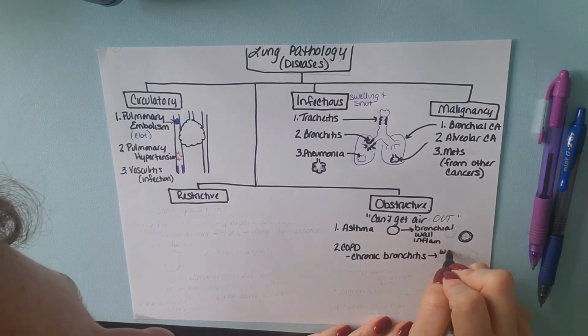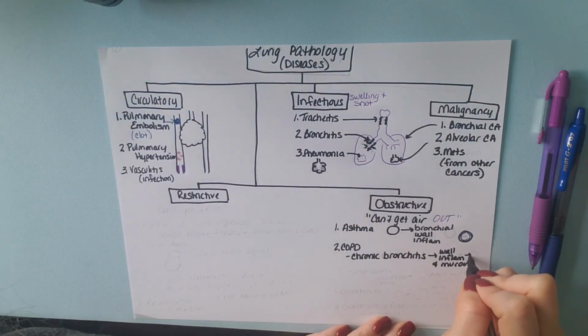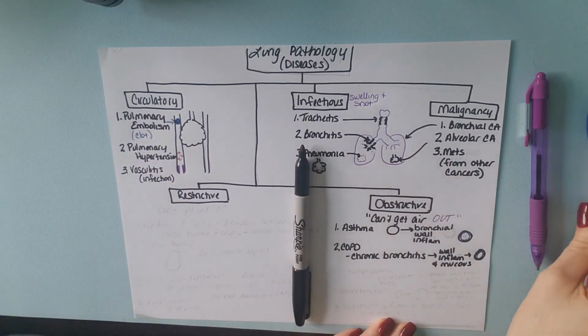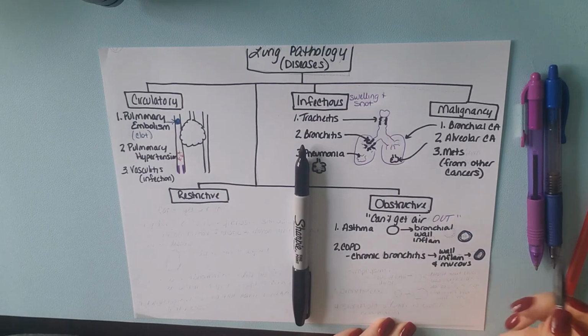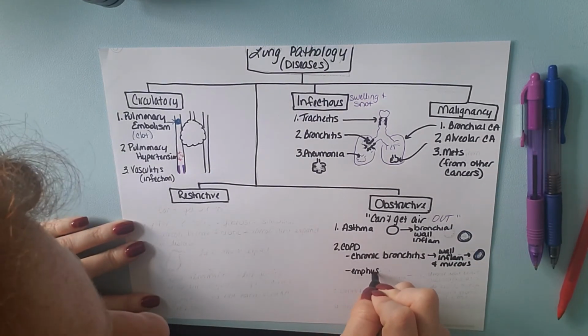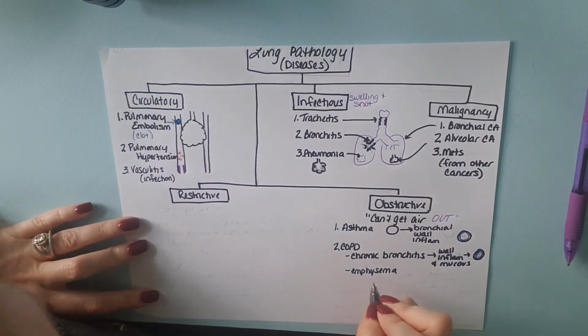COPD actually has two different diseases inside. One of it is chronic bronchitis. That's when there is wall inflammation and mucus. So you see the same wall inflammation, and then there's junk inside. That's that smoker's cough that you hear when grandma wakes up in the morning after smoking 50 years. Chronic bronchitis. Emphysema is a little different.